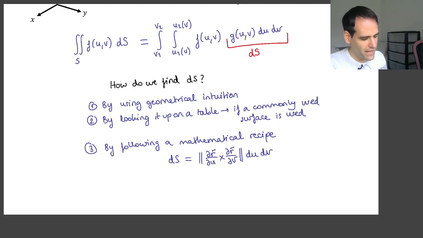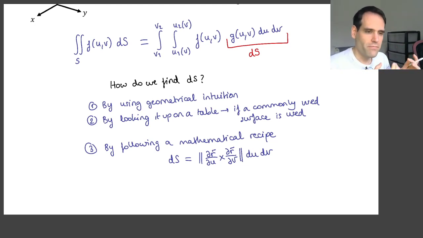So we have seen how to find ds with geometrical intuition. That's only possible if the geometry is very simple. We have seen how to look it up on a table, and that's only possible if you are using commonly used surfaces such as a sphere or a cylinder or a cone.